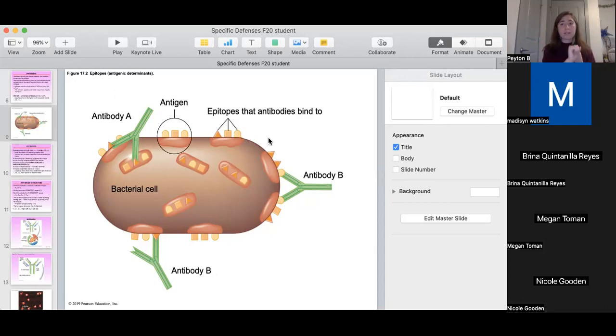You need to know if it is positive or negative sense. You need to know if it's a DNA or RNA and if it's double or single stranded. And you need to know if it is enveloped or naked. And then a fun fact about it is what I call them. Basically, what viruses are in this virus family? What disease does it cause?